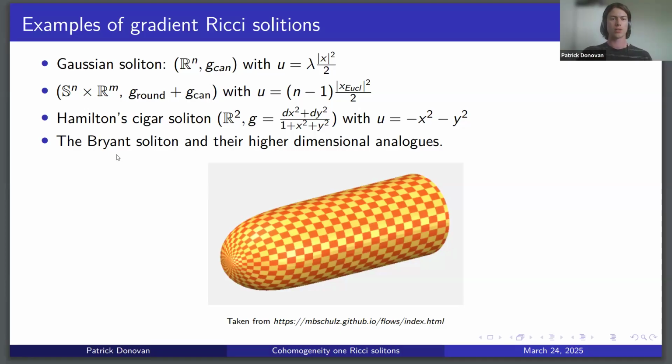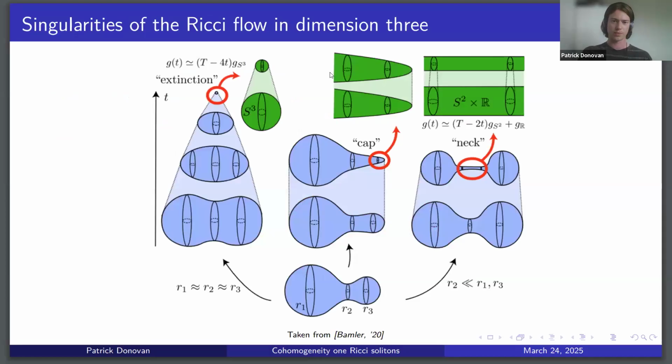There are also higher dimensional analogs of this Hamilton cigar soliton, which we call Bryant solitons. And we'll see a picture of that in dimension 3 here. So that's the one just here. Okay, so dimension 3. Can we just rescale?